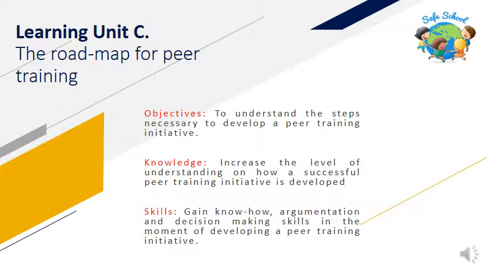Objectives of the Learn Unit C. To understand the needs and steps necessary to develop a peer training initiative. Knowledge that you will get in this learning unit to increase the level of understanding on how a successful peer training initiative is developed. Skills. Gain know-how, argumentation and decision-making skills in the moment of developing a peer training initiative.